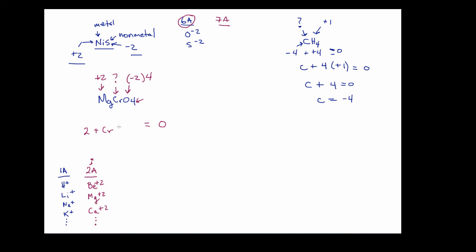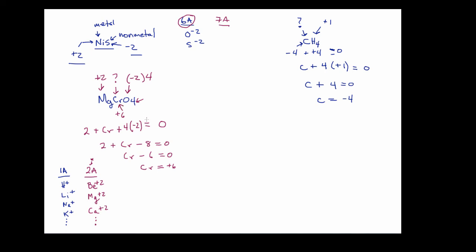And then we're going to be adding that to the oxygen content. There are 4 of them. Oxygens are -2, like this. So we're going to have 2 plus the unknown -8 is equal to 0. So chromium -6 is equal to 0. So the chromium in this compound is equal to +6. And I'll just write it in here like that.